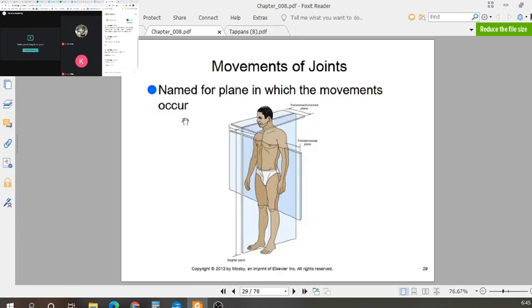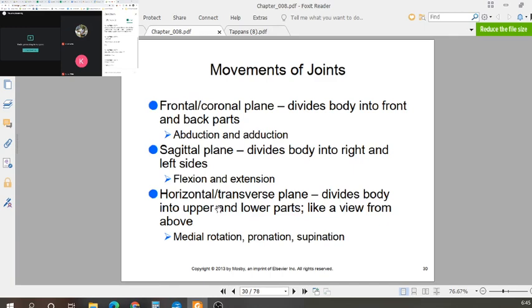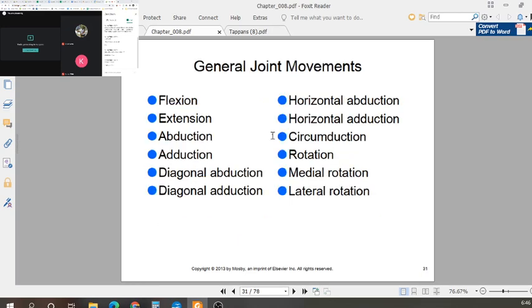Okay. The movement of the joint is usually for whatever plane that it's in. So we already went over that. Frontal plane movements are abduction, adduction. It's within the frontal plane of the body. Flexion extension happens in the sagittal plane because it can all happen on that side of the body. And then the transverse plane is rotation, pronation, or supination. They're all rotating movements in the transverse plane.